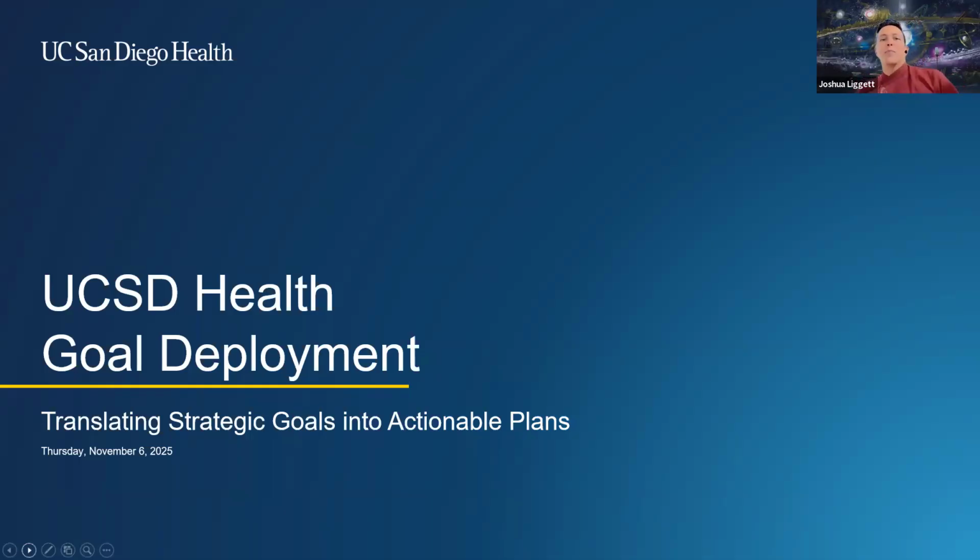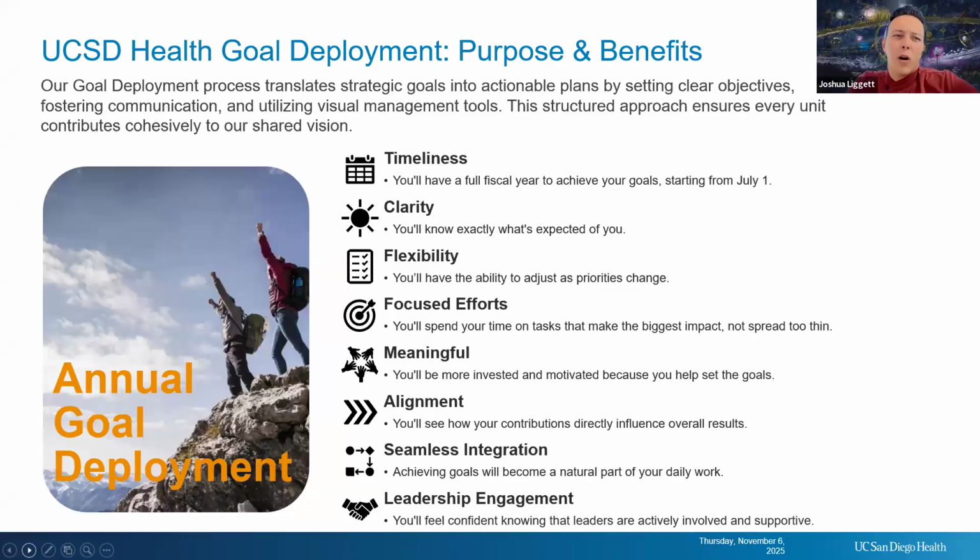So the overarching idea around goal deployment, our purpose, is to make sure that every year we're able to produce team goals in fairly quick fashion. Identify what clarity is needed for teams so they can be certain about what is expected of them, how they can meet these goals, and so forth.